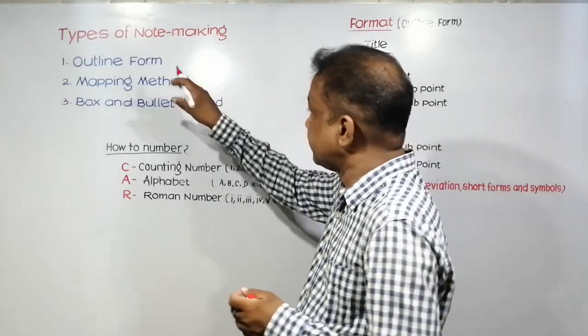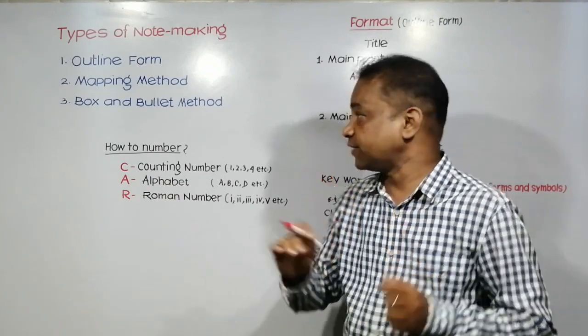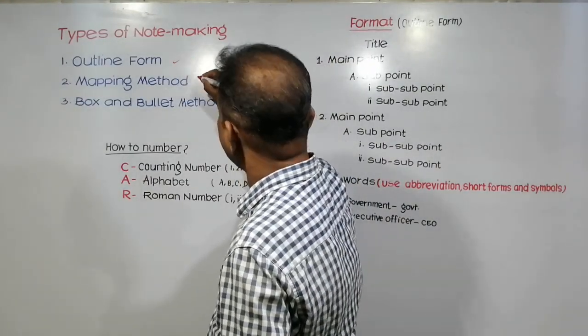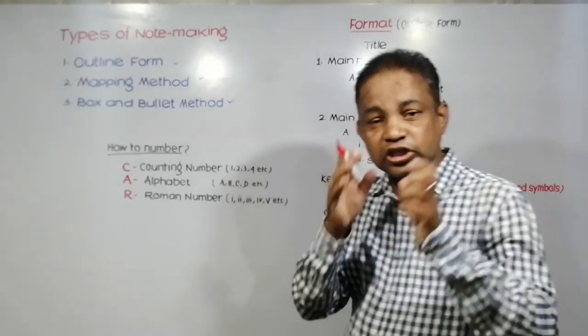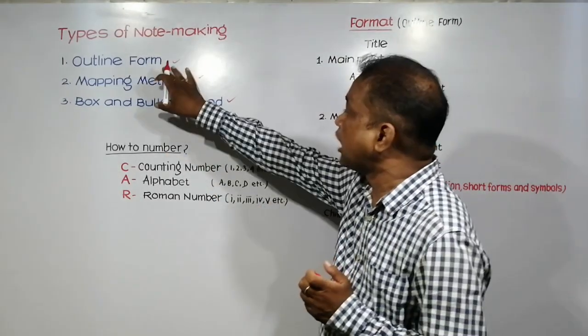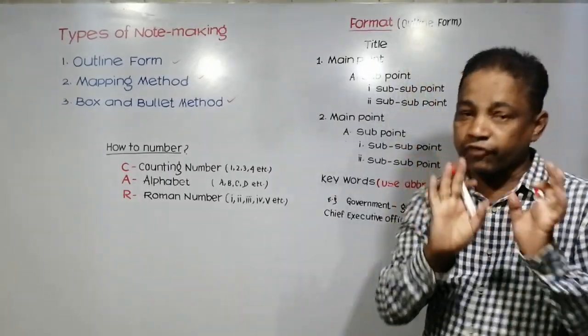Now I am going to talk about types of note making. Generally, note making is of three types. They are outline form, mapping method, and box and bullet method. But in your examination, you have to make the note in the outline form. So I am going to discuss the format of outline form only.